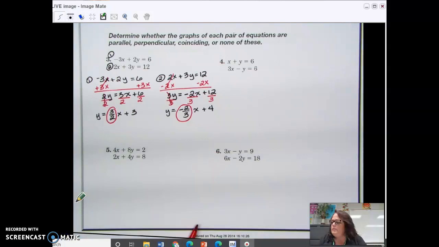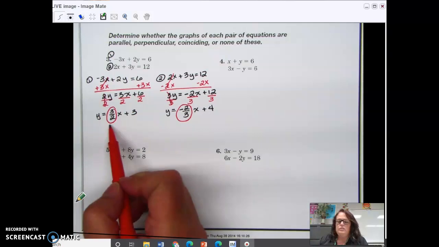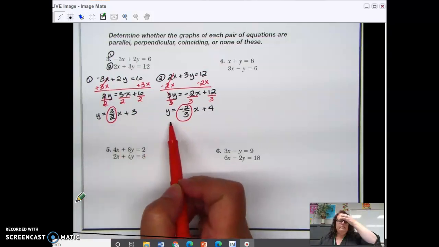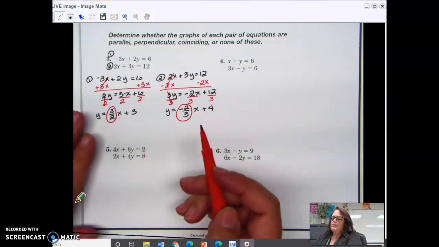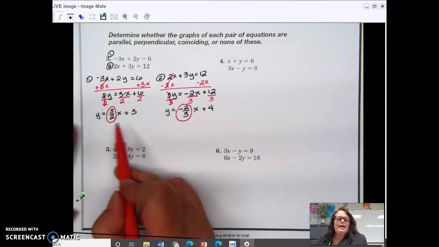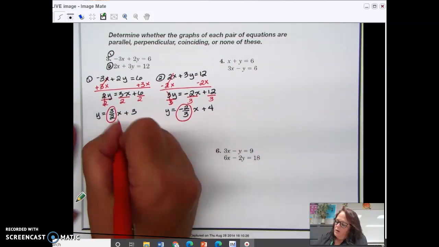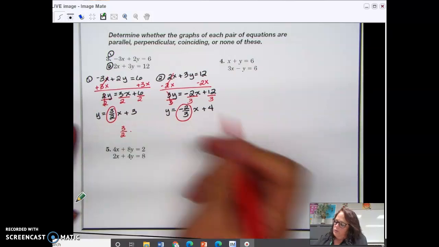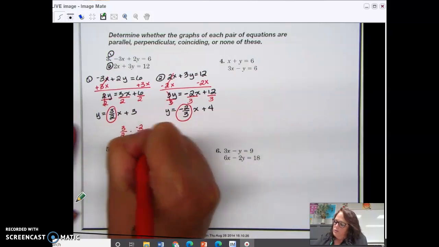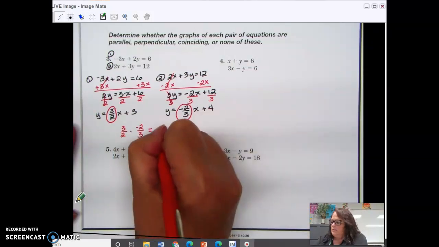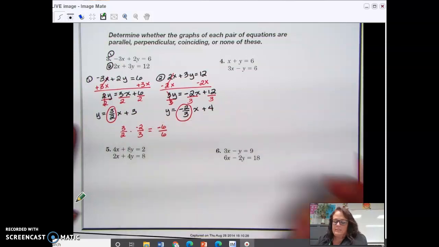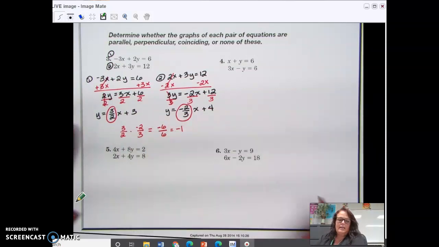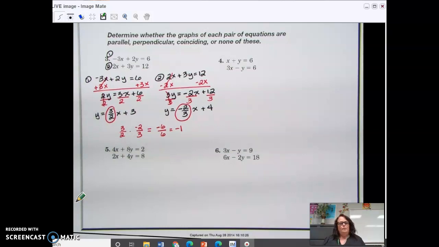So hopefully you took a moment to pause and try this on your own. So I circled that the first one has a slope of 3/2 and the second one has a slope of 2/3. So you could either notice that those are opposite signs and reciprocals of each other, or you could do the multiplication. So 3/2 times -2/3, multiplying straight across gives us -6 over +6, and that gives us -1. And so the definition of perpendicular is the product of the slopes is -1.